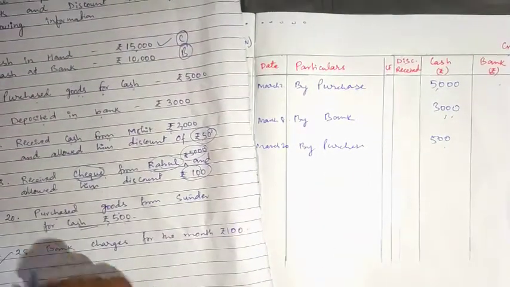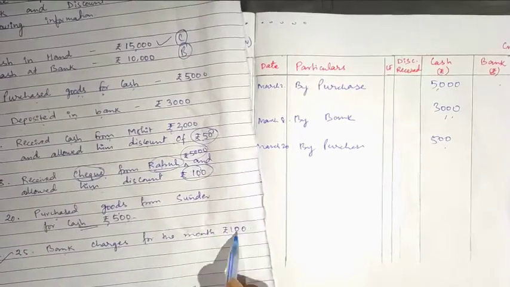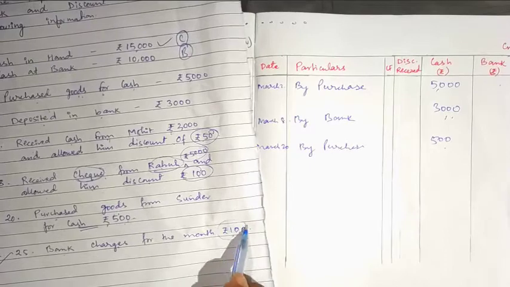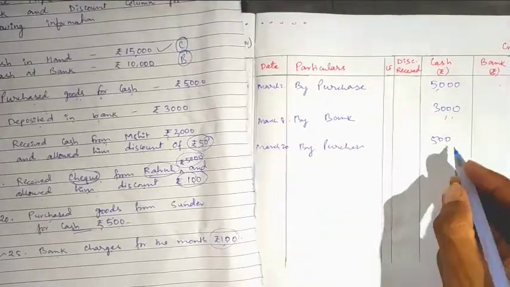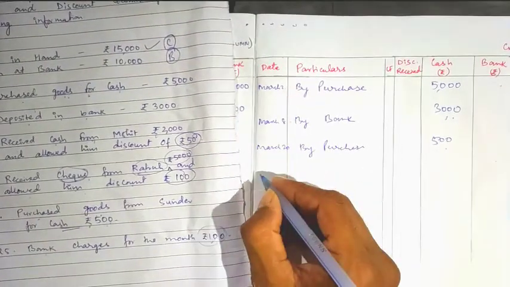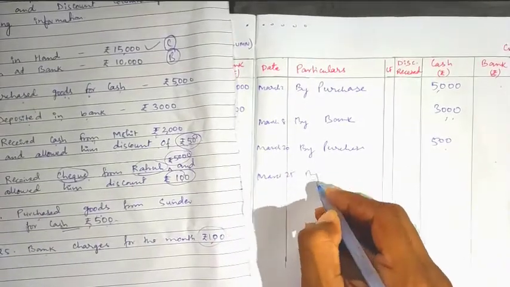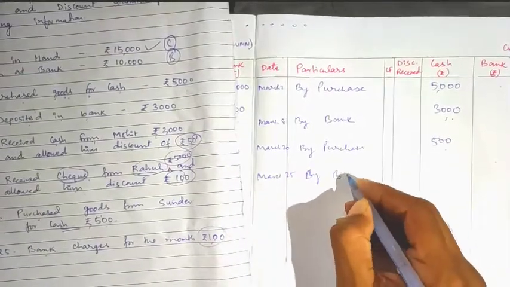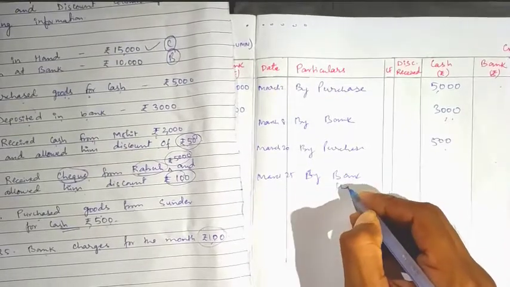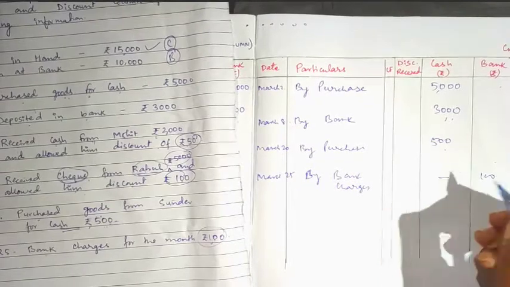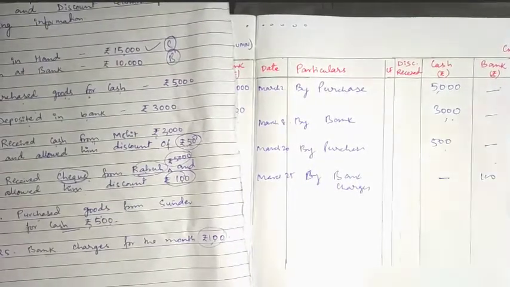Now the last one, bank charges for the month 100. So bank charges, it is expense. Now bank is decreased by 100. So what will happen? We'll write 100 in the bank column. So we'll write March 25, by bank charges. So what is the amount? 100. So we'll write 100 in bank column. Clear? Where we don't have account, we'll put dash.